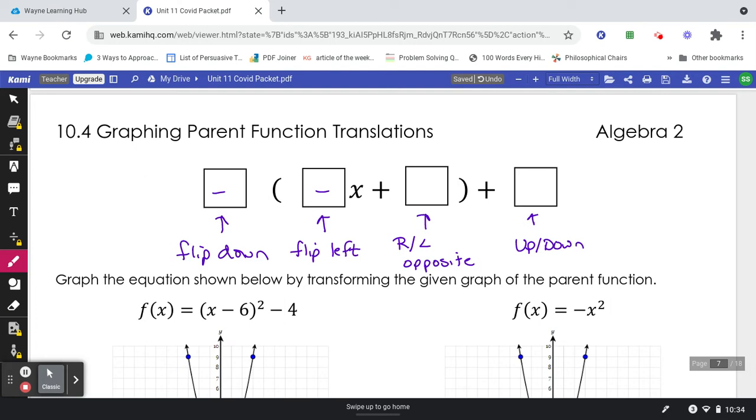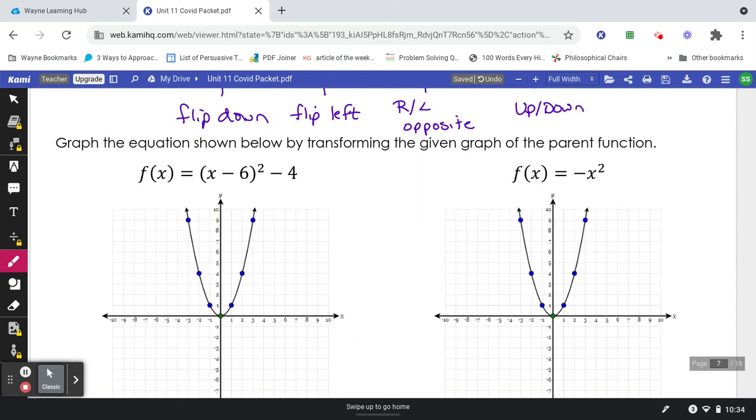So we've done notes similar to this in the past. Okay, for our first example, we have (x minus 6) squared minus 4. The square is what tells you it's this shape, this parabola, a quadratic. The minus 6 means I'm going to go right 6. And the minus 4 means I'm going to move down 4. So I'm going to take my points and start with this middle one here. I'm going to move it right 6 and down 4.